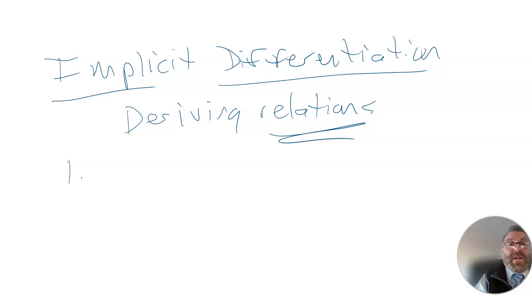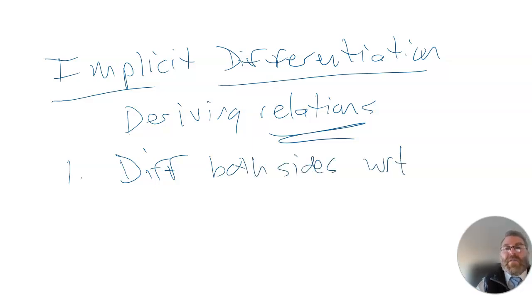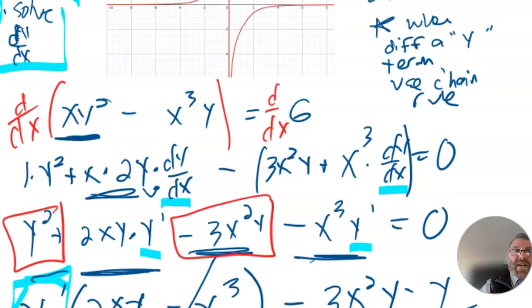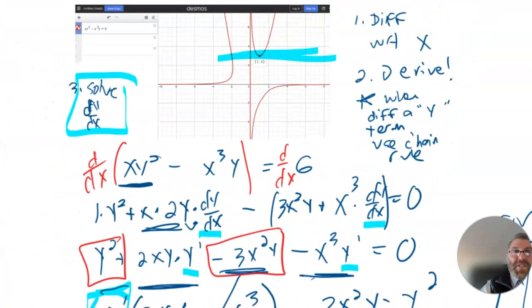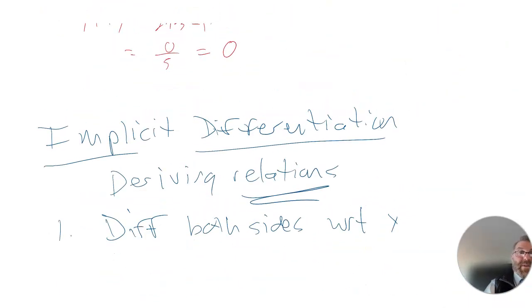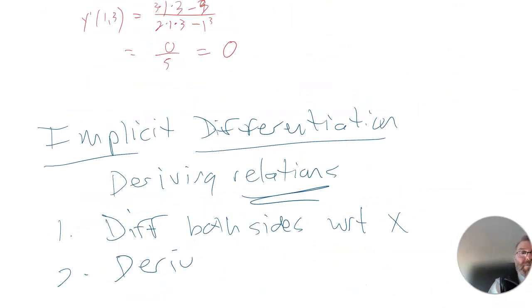So the first thing we do is we're going to take the derivative, or differentiate, both sides of the equation with respect to x. So whatever equation we have, okay, we start off with this crazy equation here, xy squared minus x cubed y equals 6. And I just derive both sides with respect to x. My next move is to just go about my derivative rules. So now I'm going to derive. Product rule, quotient rule, chain rule.